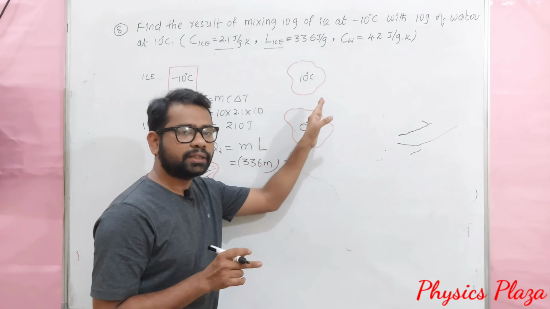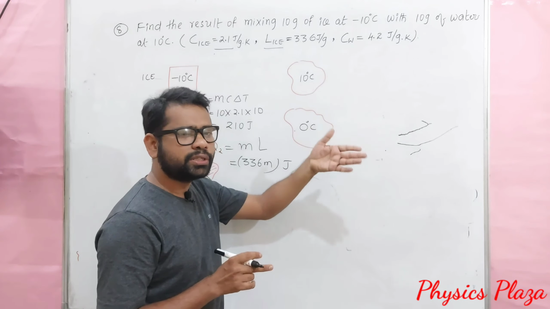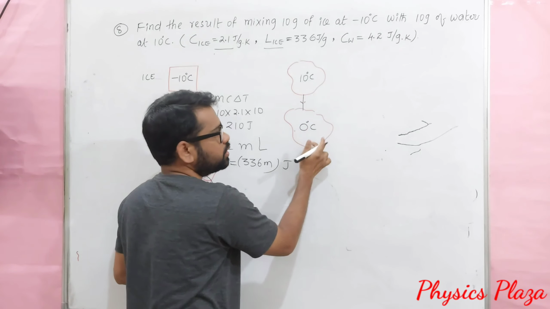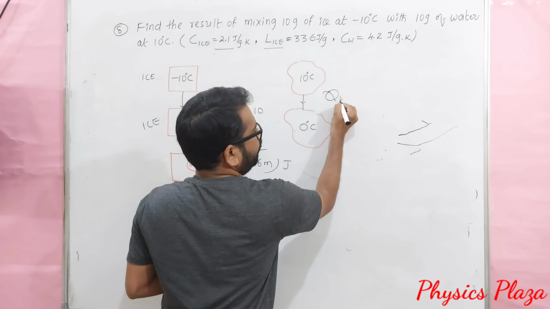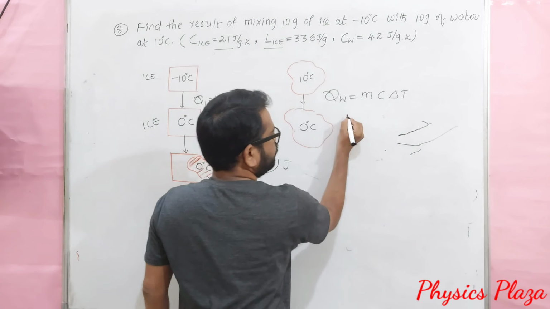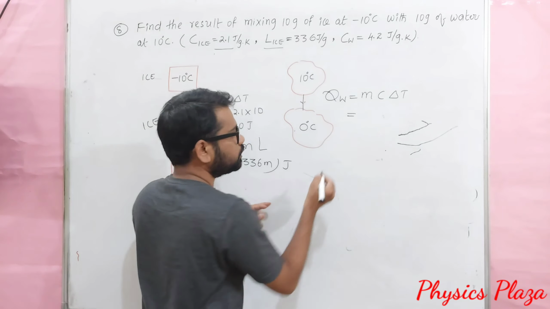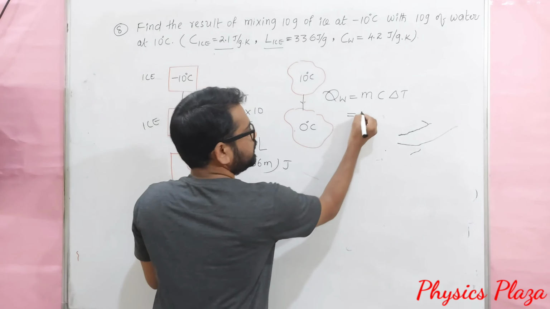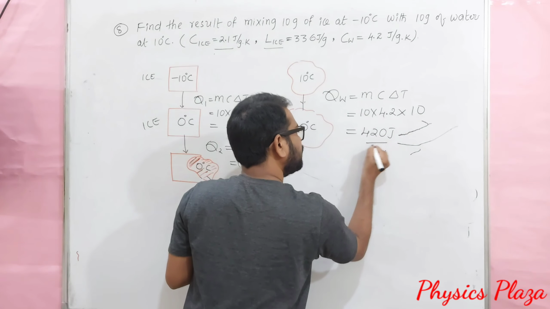On the other side, let us calculate the heat lost by the water to change its temperature from 10 degrees Celsius to 0 degrees Celsius. As there is no change in state, only a change in temperature, the heat lost by the water is mc delta T. Here m, the mass of the water, is 10 grams, c is the specific heat capacity of water, 4.2, and delta T is 10 minus 0, so it is 10 only. Finally we get 420 joules as the heat lost.